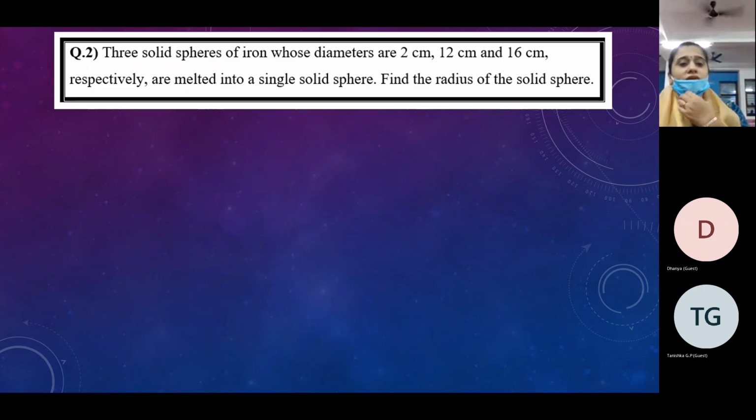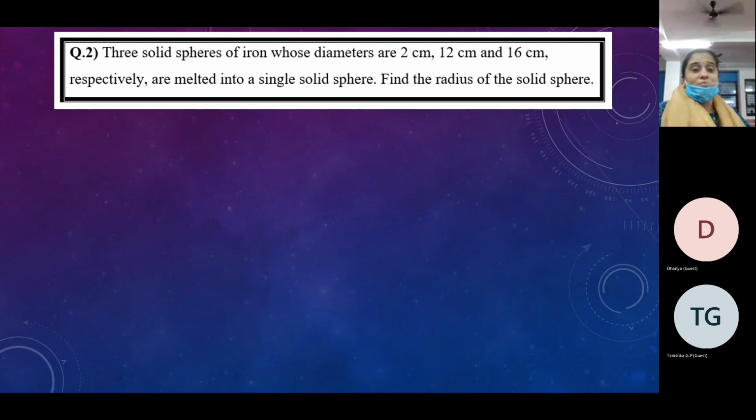Three solid spheres of iron whose diameters are 2 centimeters, 12 centimeters, and 16 centimeters, respectively, are melted into a single solid sphere.